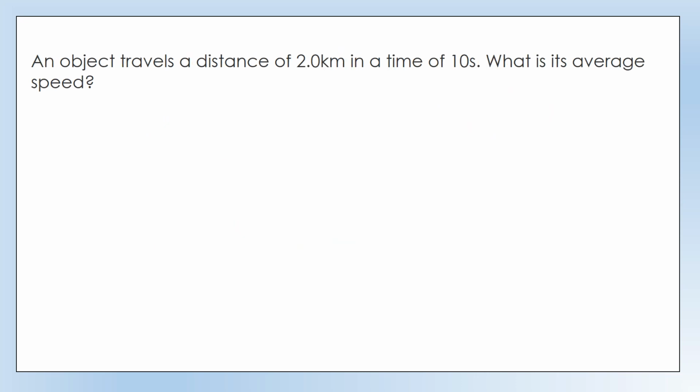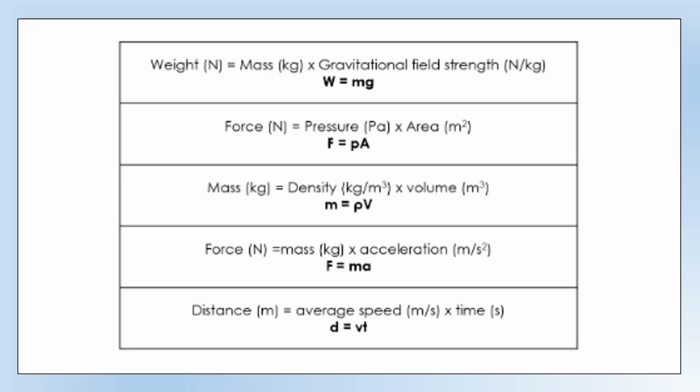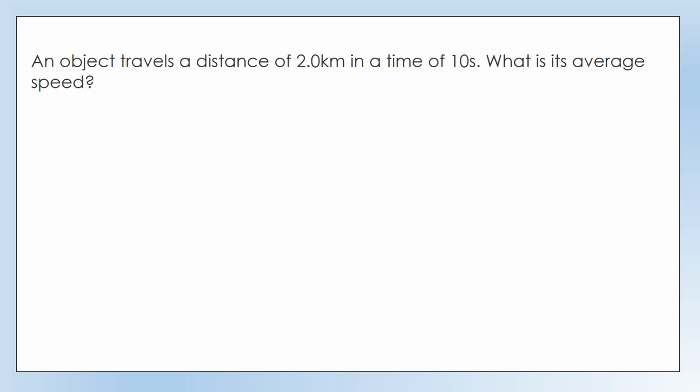An object travels a distance of 2 kilometers in a time of 10 seconds. What is its average speed? Well, what have we been given? We've got distance, time, and average speed. So, oh look, we've got an equation linking those things. The thing I would draw your attention to is that distance has to be in meters. So starting off the same way, distance is average speed times time.